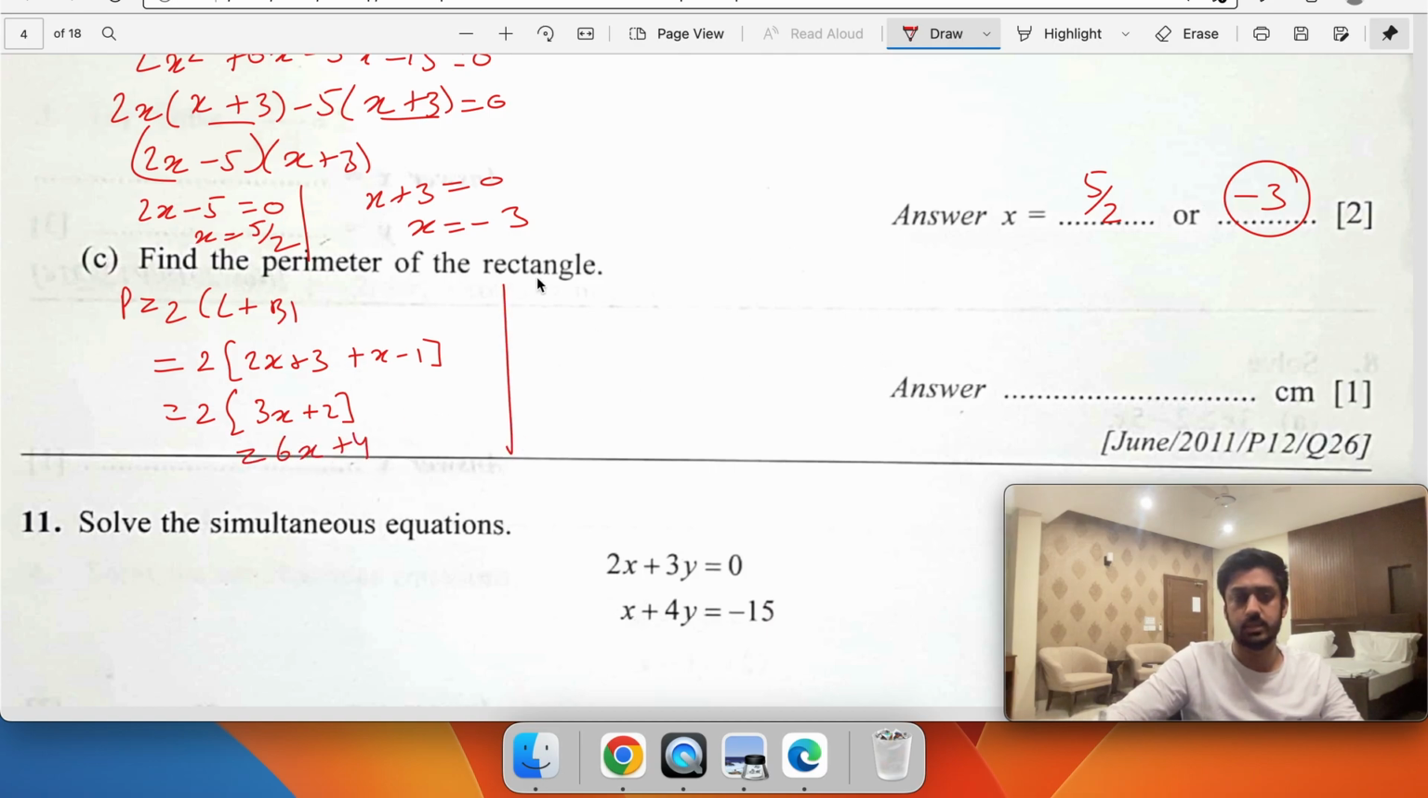Substitute the value of x. That is 5 by 2. 6 into 5 by 2 plus 4. 2 times 3 is 6, 3 times 5 is 15, plus 4 equals 19.